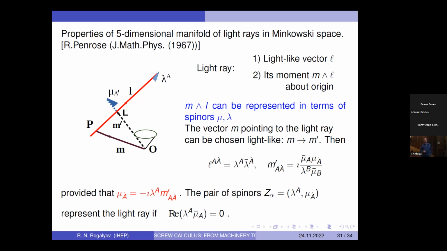This couple of light-like vectors can be expressed in terms of two spinors, provided that the spinors are related by the formula, where m prime is the light-like vector indicating the light ray. This pair of spinors represents the light ray, provided that the product of the corresponding spinors is purely imaginary.